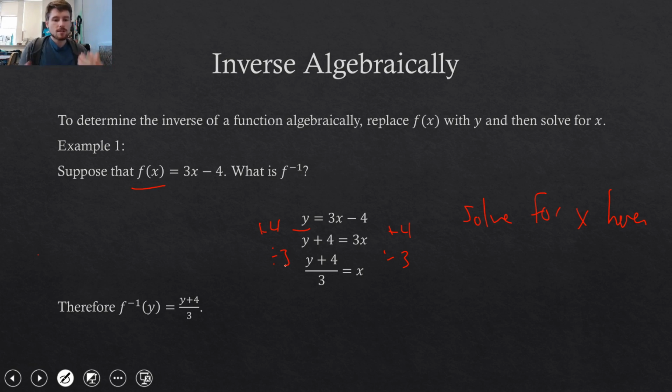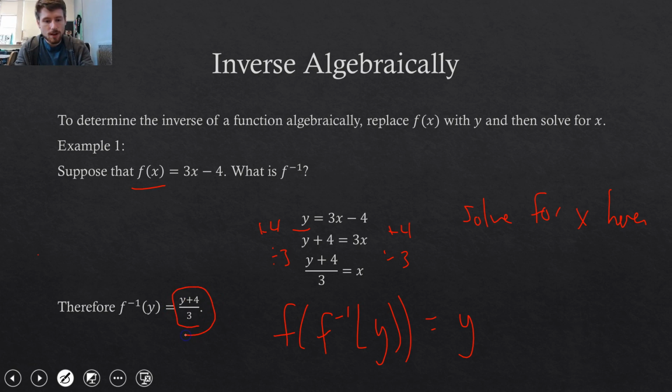So let's test out our hypothesis that f of f inverse of y is equal to y. So let's go ahead and plug f inverse of y into the original function, see if we get what we start with in this case. So f inverse of y is (y plus 4) divided by 3, so that's going to go in here. And so this is going to look like f of (y plus 4) divided by 3.